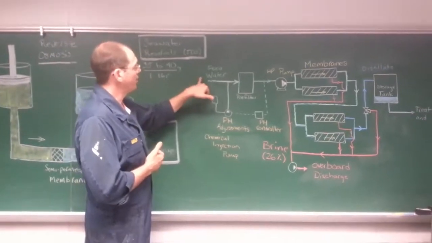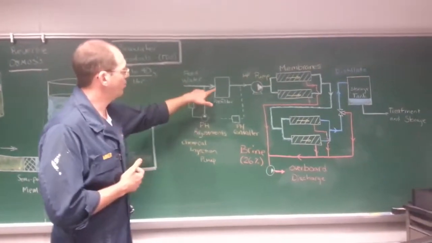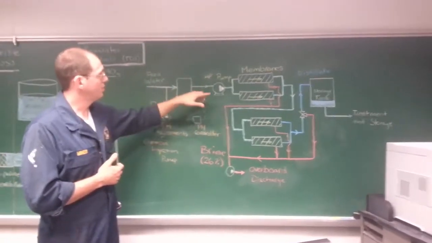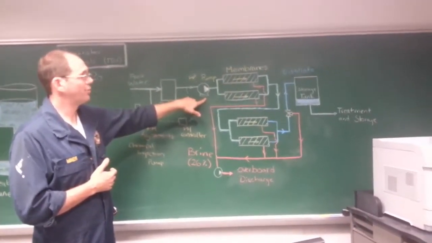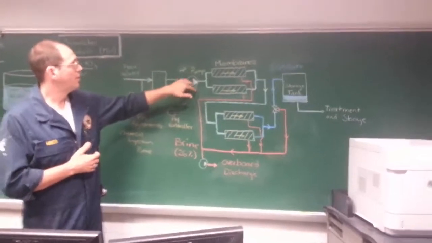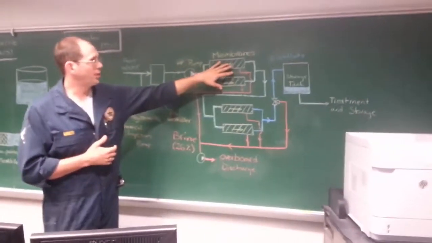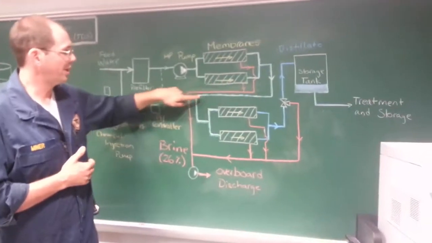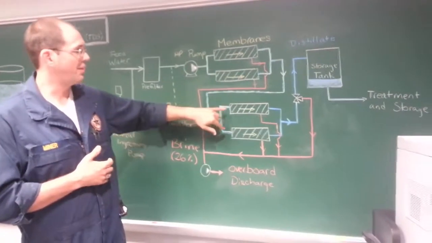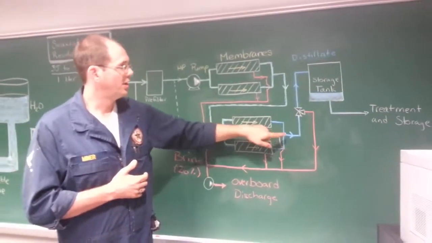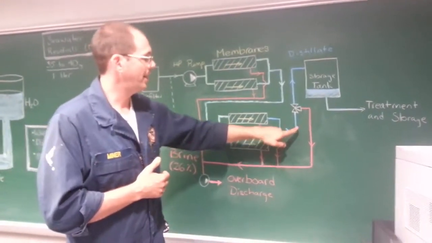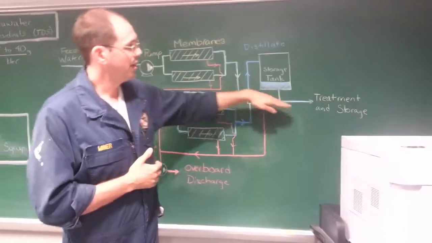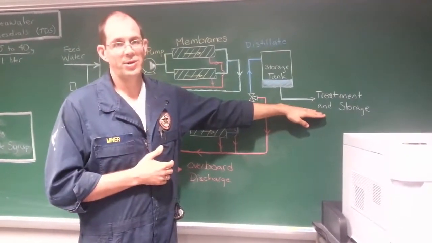Feed water will enter through a pre-filter at low pressure to a high pressure pump, as we described earlier by the piston, passing through membranes which filter out the total solids, coming through my lines here to a common line, back through another set of membranes, and ultimately coming out as distillate, which we receive into a storage tank and ultimately send to treatment and storage for later consumption.